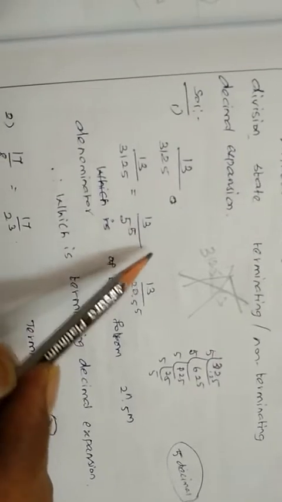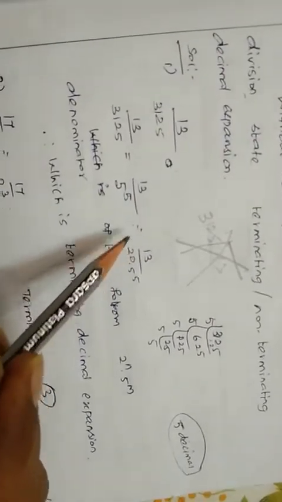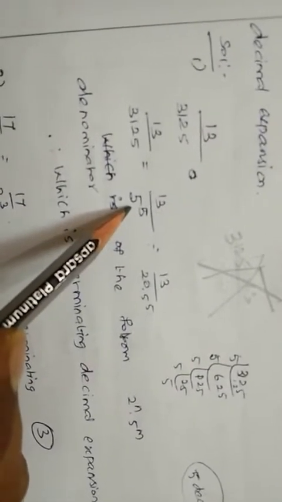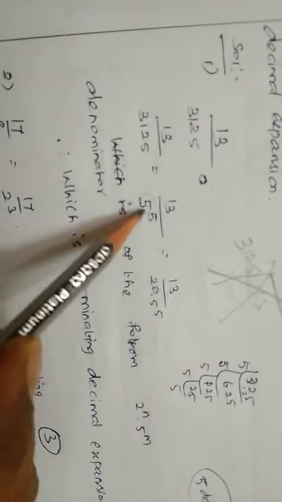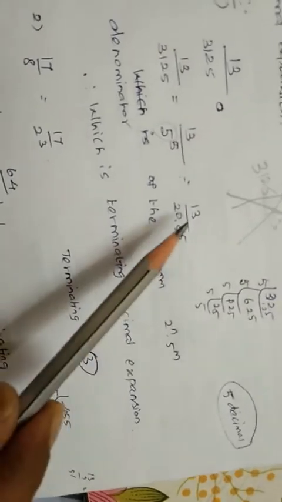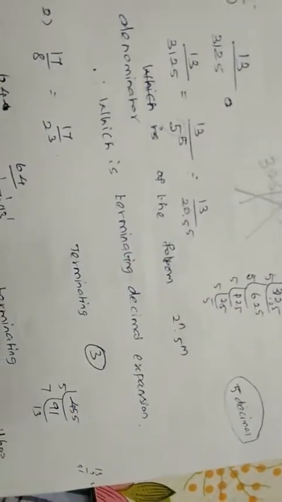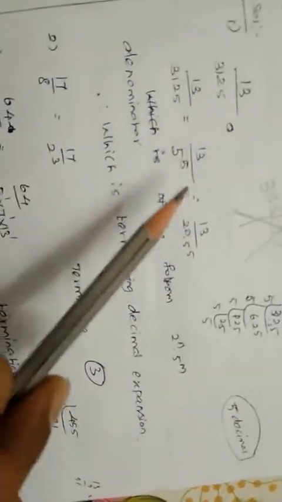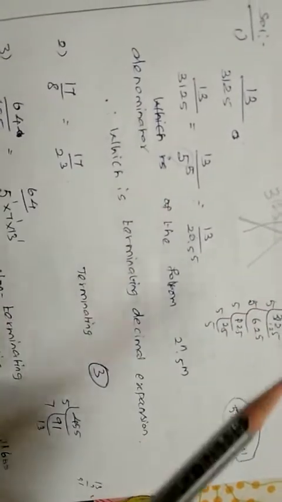So we can write 2 power 0 into 5 power 5, no need to write this 2 power 0. Other than 5 and 2, there is no other number. So we can tell this is a terminating decimal expansion, of the form 2 power n 5 power m, where n equals 0 and m equals 5. If other than 2 and 5 you have some number, we need to tell it is a non-terminating decimal expansion, right?